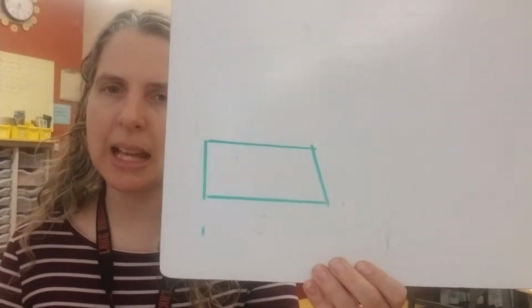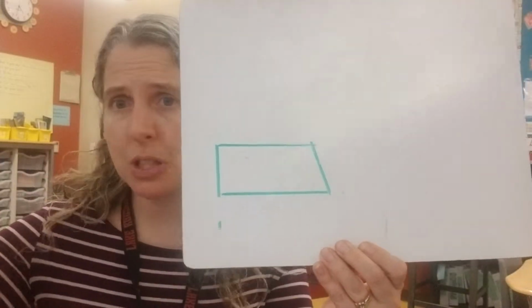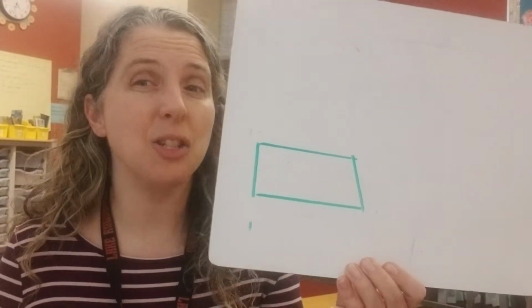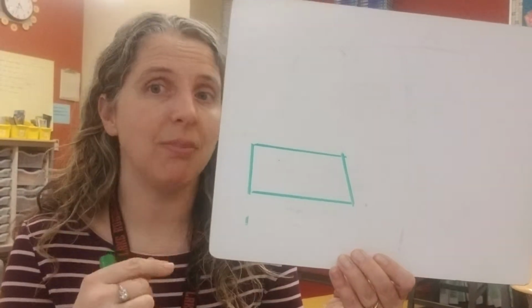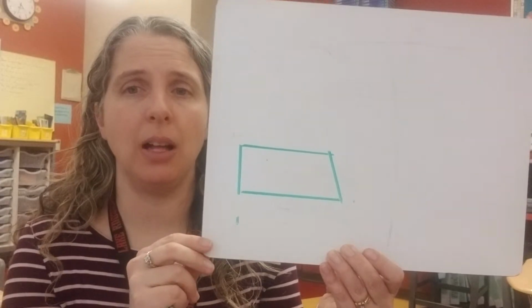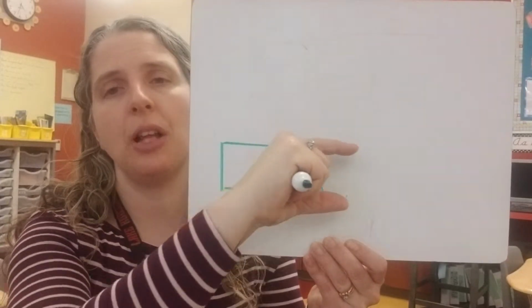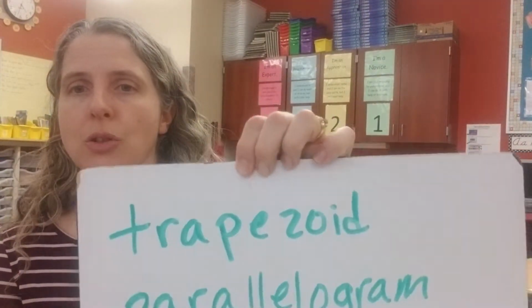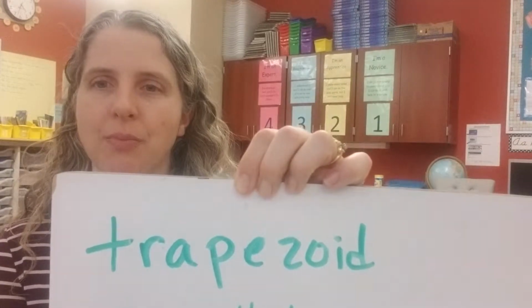Does your shape look exactly like mine? Look around at the people around you. Do they all look the same? Probably not. Do they all have four sides? Then they're a quadrilateral. Do they have at least one set of parallel lines? Lines that run along each other like a road that will never meet. If so, then you just drew a trapezoid.